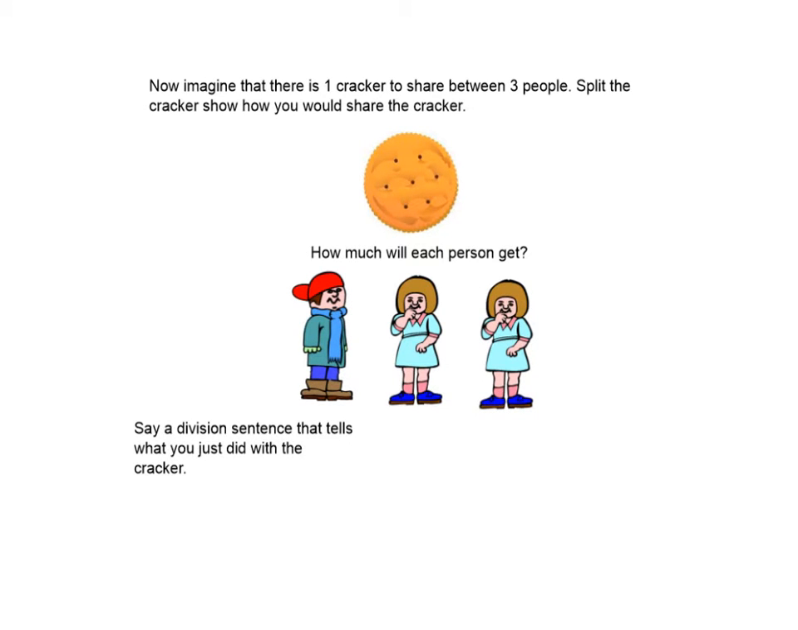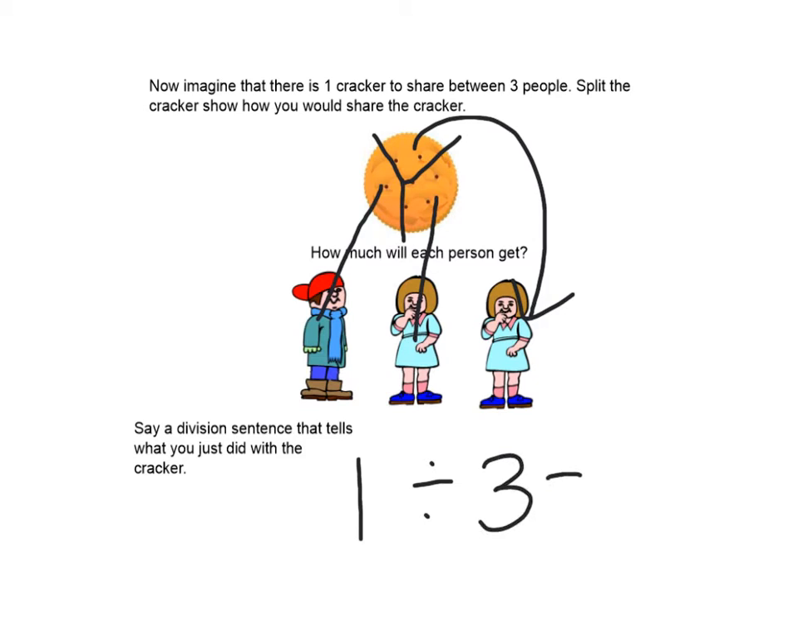Now we're going to imagine that there's 1 cracker to share between 3 people. So what would we do to our cracker to share it between 3 people? Well, we'd split it into 3 sections. Okay, this boy would get 1 piece, this girl would get 1 piece, and this girl would get 1 piece of cracker. So our division sentence, we still have 1 cracker. We're splitting it amongst 3 people. And each person's going to get 1/3 of a cracker. So 1 divided by 3 equals 1/3.